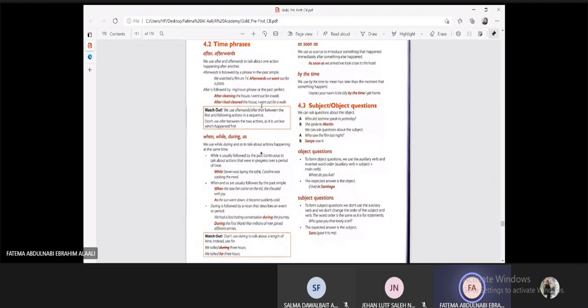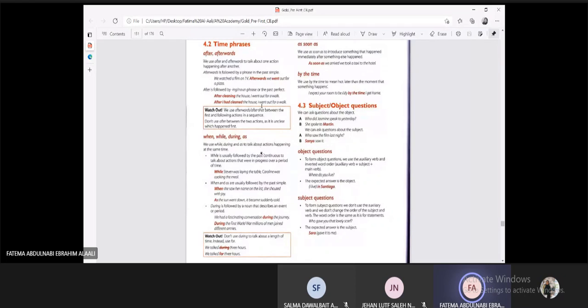After and afterwards are used to talk about one action happening after another. Something happened after this particular thing. Afterwards is followed by a phrase in the past simple. Like, we watched a film on TV. Afterwards, we went out. Went out is a phrasal verb, for a pizza.